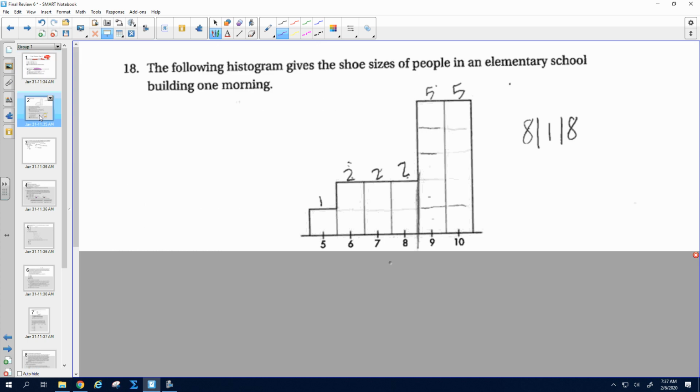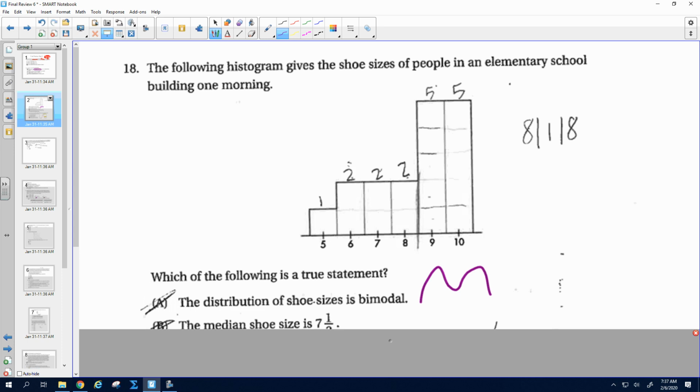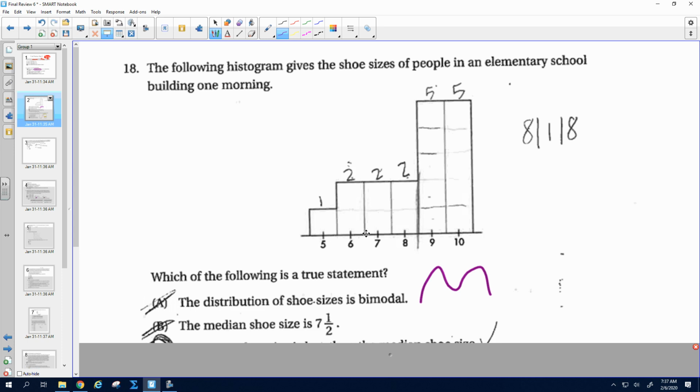All right, number 18. So first it says it's bimodal. So bimodal looks more like that. This one's unimodal. And then it gives us a median right here. And so I estimated the height. So if this is 1, then each of these are 2. And I just kind of estimated these would be 5. So the total of those add to 17.